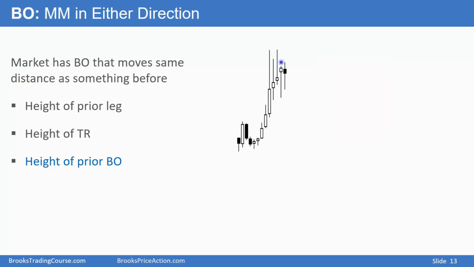Strong bull breakout, maybe we get a measured move up. 40% of the time, if you're going to get a measured move from a strong breakout, it'll be in the opposite direction.